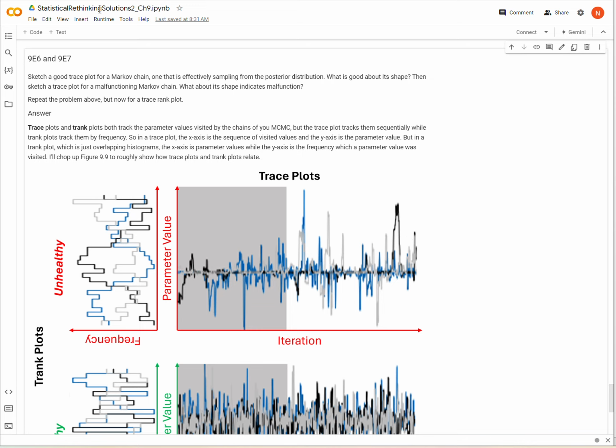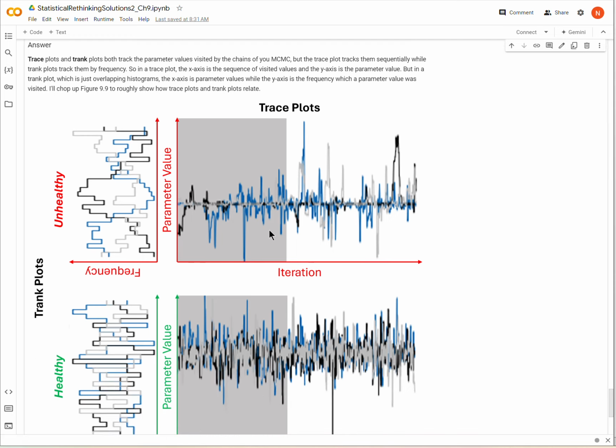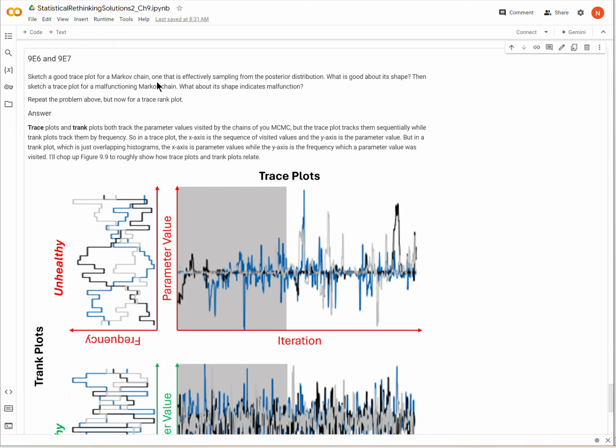So we are in Statistical Rethinking, second edition, chapter 9, and we're looking at questions 9E6 and 9E7 together because they deal with very similar topics. We're supposed to sketch a trace plot for a good Markov chain that is effectively sampling from the posterior, declare what's good about it, and also show a bad one and what's bad about it. Then we're supposed to do the same thing for a Trank plot, or trace rank plot. So we're just going to tackle that all together here.